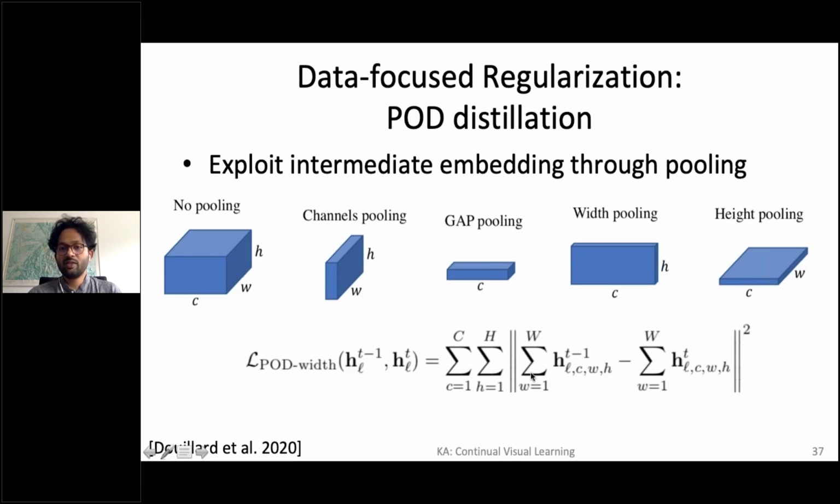So here is one with the width pooling, where you have pooled over the width the intermediate responses from the previous version of the model, T-1, and you're measuring the difference with the current version of the model T, so the updated model versus the old model. And then you're looking at a difference. So this is a new term that you can also add in the loss function.